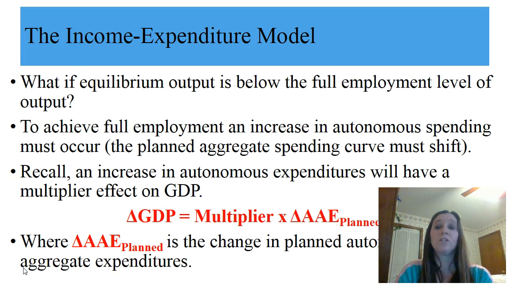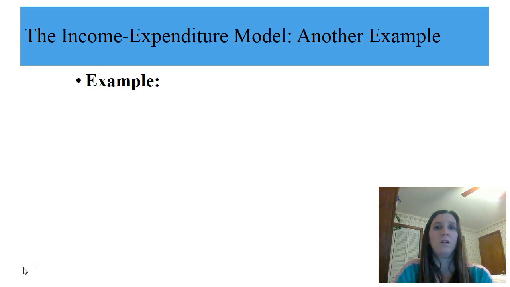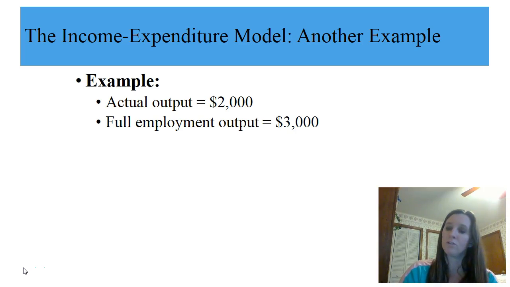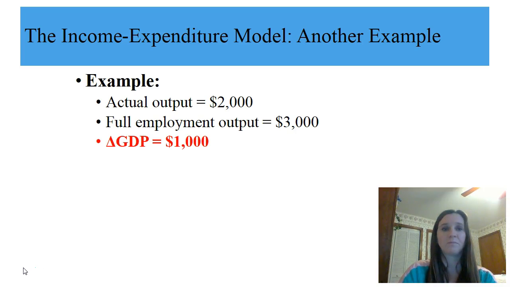Okay, so if we want to shift our curve upwards, what we're going to do is increase our autonomous spending, right? What we spend whenever our GDP or our output is 0. Let's do an example. So your actual output is $2,000. However, the full employment is $3,000. So what's going to happen?